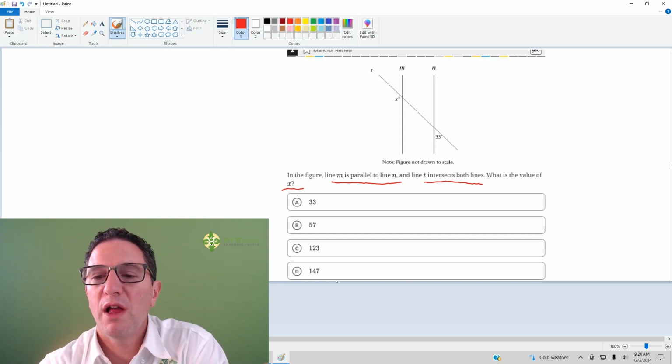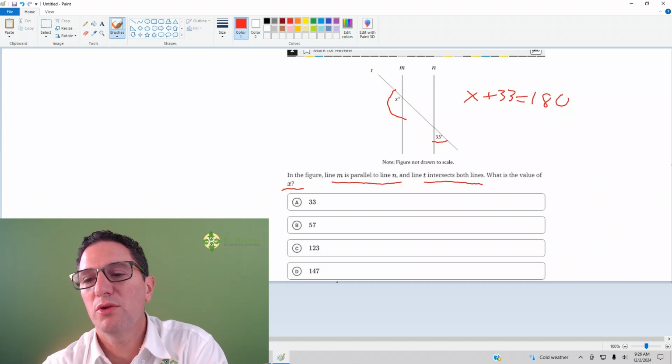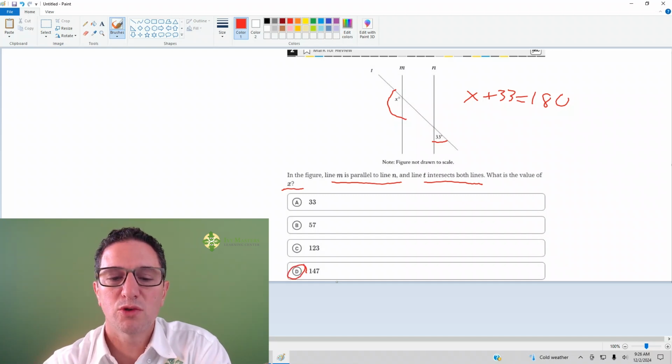Anytime you have parallel lines in a transversal, if you've got one acute angle and one obtuse angle, they have to add to 180 degrees. So X plus 33 equals 180. And if you subtract your 33 from both sides, you get X equals 147.